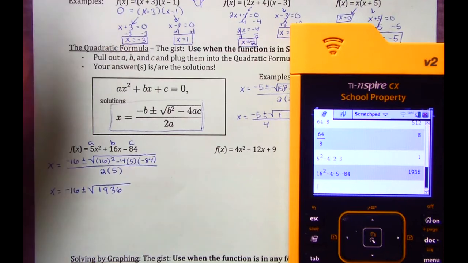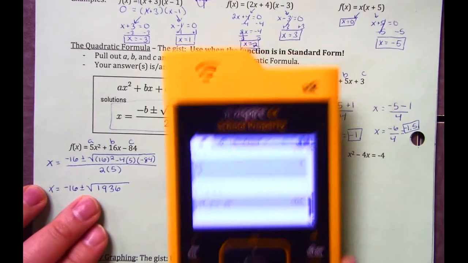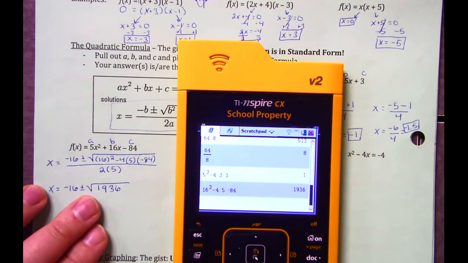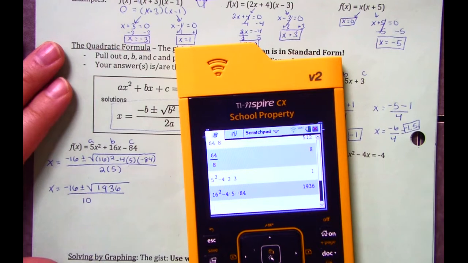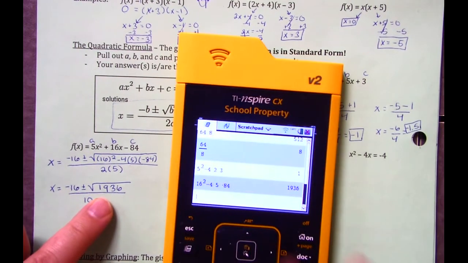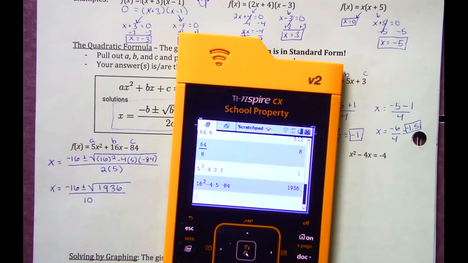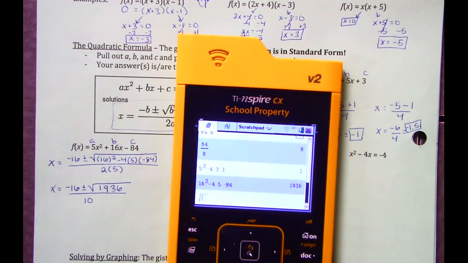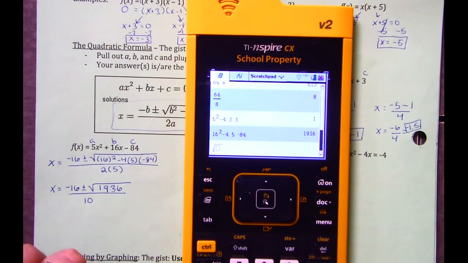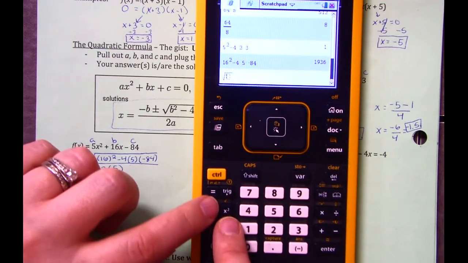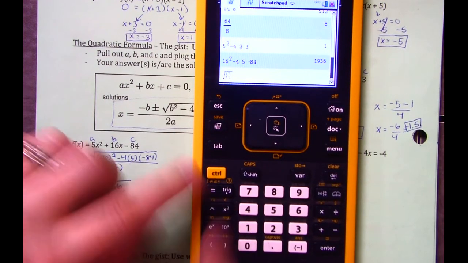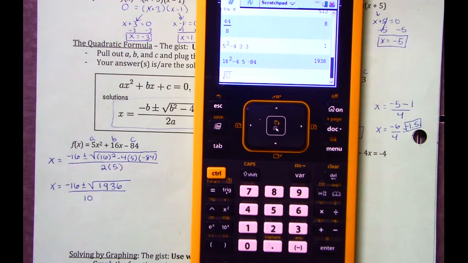1,936. And so then what I'm going to do, over 10, I'm going to take the square root of that and see if that's a whole number. So second, and then square root, which is just above that squared key right there, right above this x squared is the square root, so I did control and then that key right there.